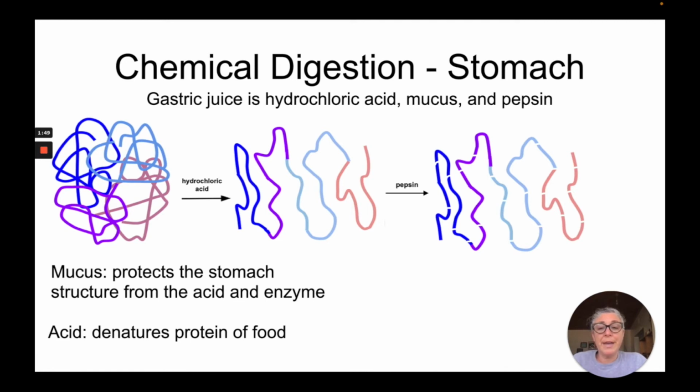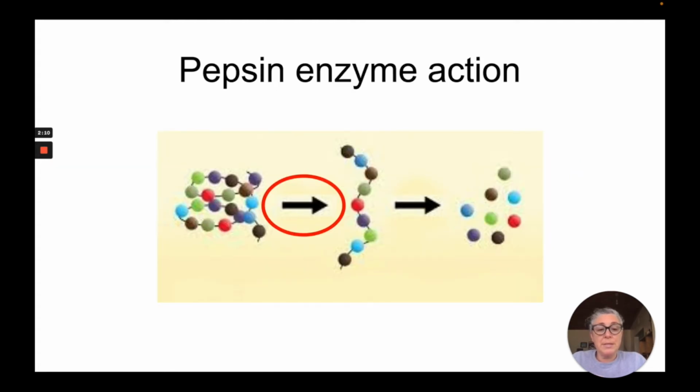The hydrochloric acid is going to merely denature the protein, that is, change its shape. So it is no longer folded, it's now going to be stretched out a bit as depicted here in the diagram. It is then that pepsin is going to be able to do its work. Let's take a look at what that pepsin enzyme action is.